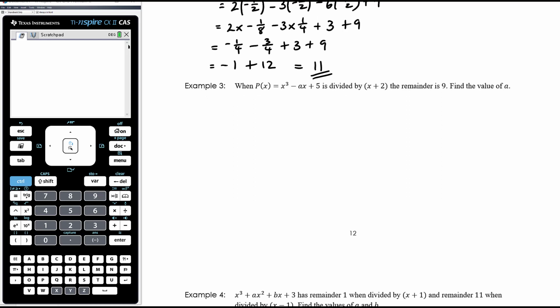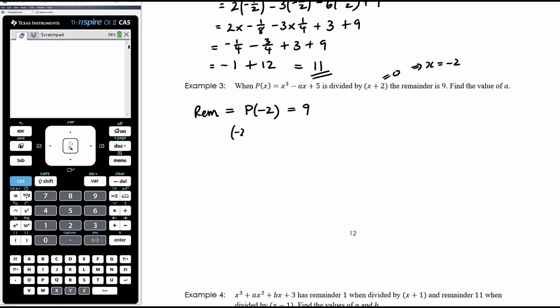So when P of x equals x cubed minus ax plus 5 is divided by x plus 2, the remainder is 9. Find the value of a. Okay, so we know that when we divide p of x by x plus 2, the remainder will be given by p of negative 2. X plus 2 equals 0 implies that x equals negative 2. That's what we're going to substitute into our polynomial to get the remainder. But we know, in this case, that the remainder is 9. So this information tells us that p of negative 2 equals 9.